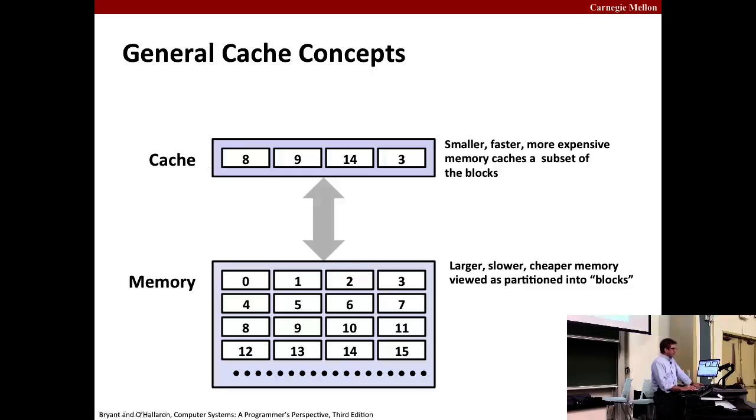Okay, so this cache is much faster, but it's much more expensive. Because it's faster, it's more expensive. And because it's more expensive, it's smaller.